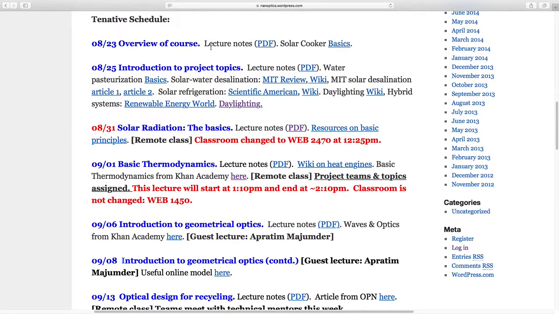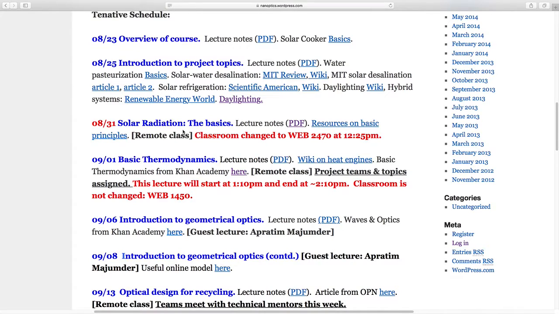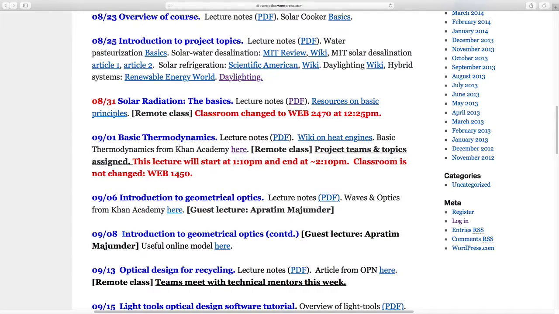Thursday, we're going to talk about some project topics, and my main goal here is to give you an inkling of some of the problems that I have thought about, but this doesn't in any way mean that you need to pick those. This is for me to spark your thinking about problems for your projects, okay? That's Thursday. Then next week, when it's red, remember, it's something different than usual, so that's Wednesday. We're going to talk about the basics of solar radiation. September 1st, next Thursday, again, the time has changed, just watch it here, basic thermodynamics.